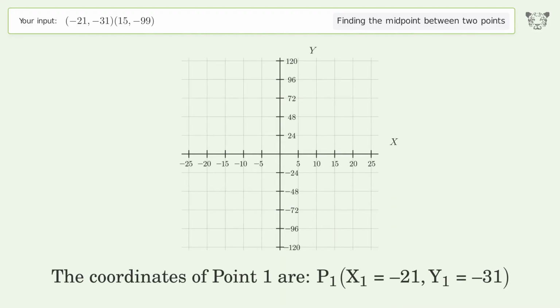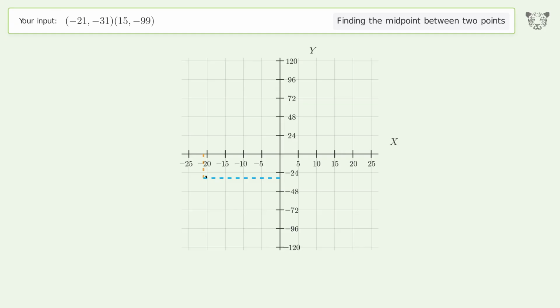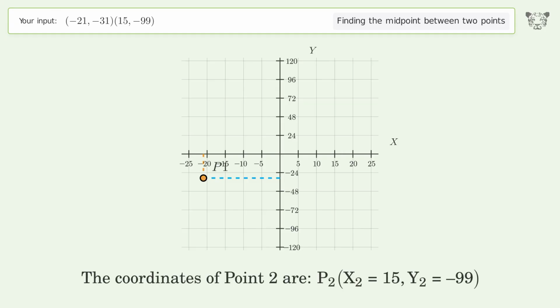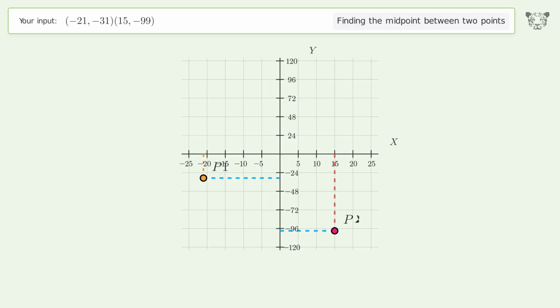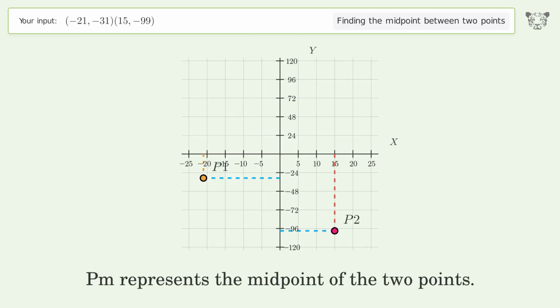The coordinates of point 1 are, x1 equals -21, y1 equals -31. The coordinates of point 2 are, x2 equals 15, y2 equals -99. PM represents the midpoint of the 2 points.